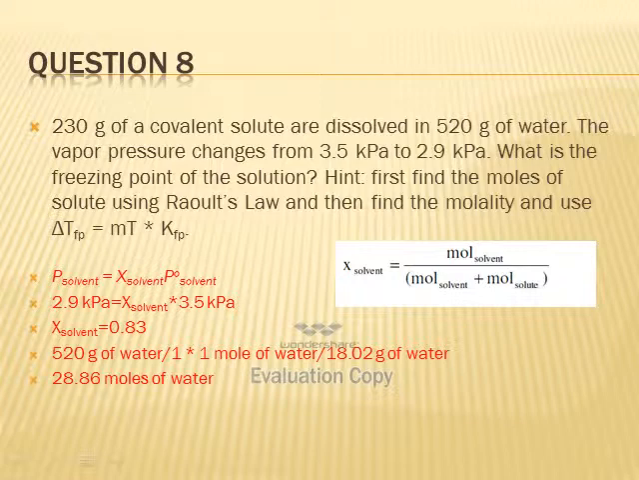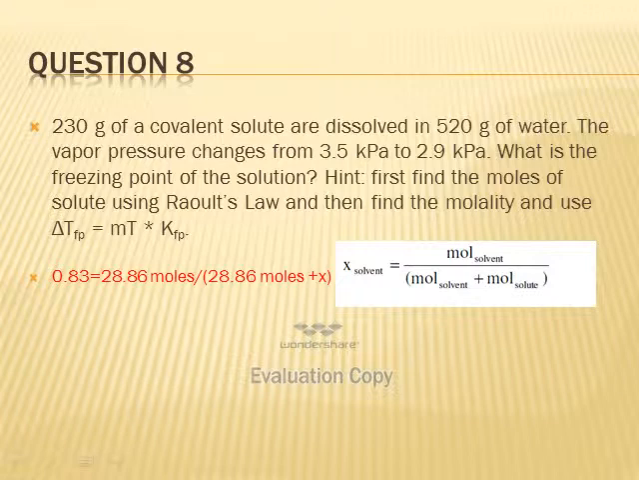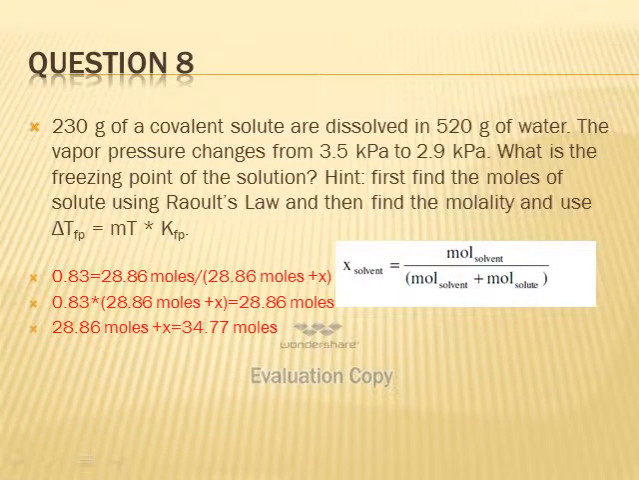Let's call moles of solute X and then let's solve for X. Our starting line should be 0.83 equals 28.86 moles divided by parenthesis 28.86 moles plus X close parenthesis. After rearranging the equation, we will get an answer of X equals 5.91 moles. In order to find the freezing point of the solution, we need a molality.